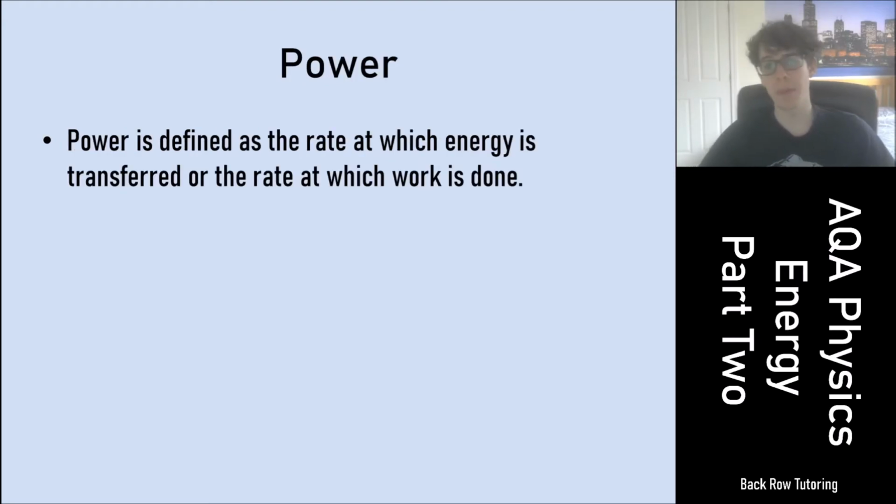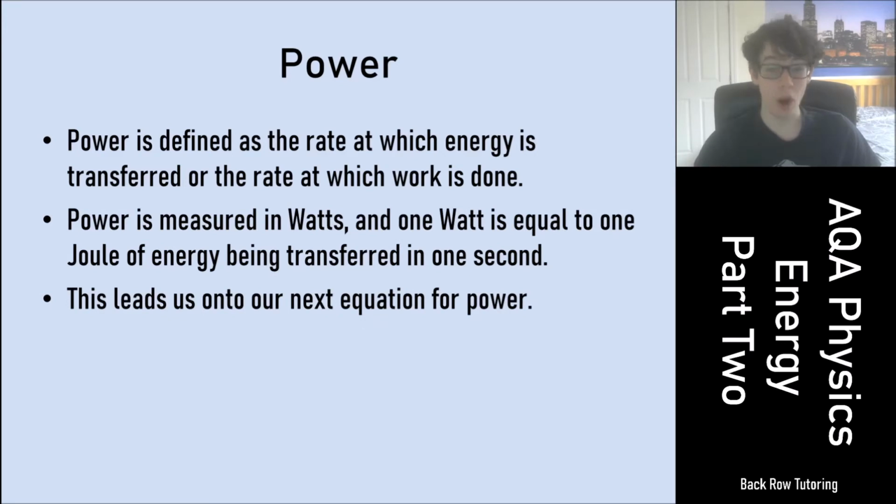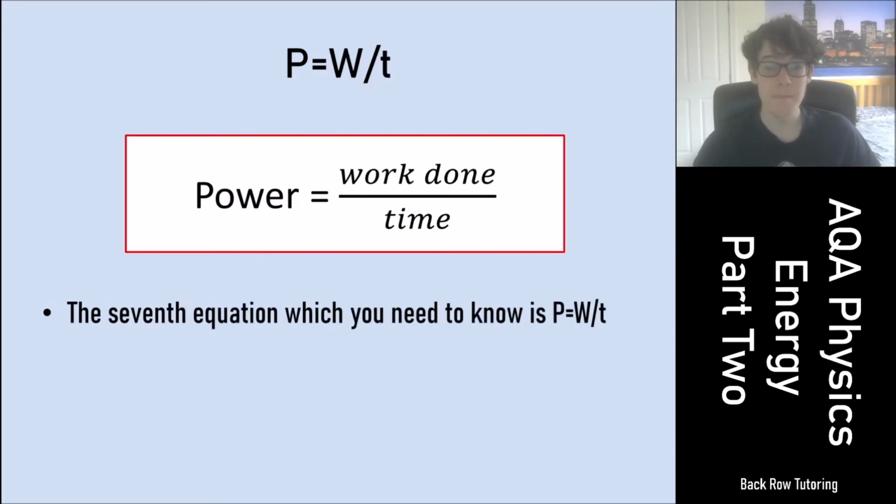We're now going to move on to power. Power is defined as the rate at which energy is transferred or the rate at which work is done. Power is measured in watts, and 1 watt is equal to 1 joule of energy being transferred in 1 second. This leads us onto our next equation for power. Power is equal to work done divided by time. Power is measured in watts, work done is measured in joules, and time is measured in seconds.